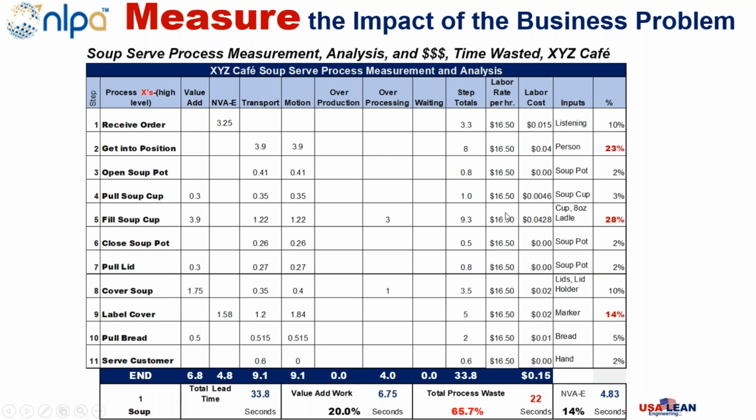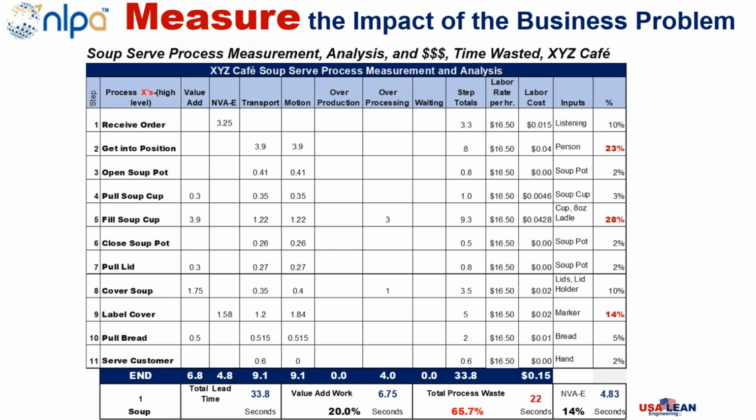And we were able to analyze the inputs. We realized that the ladles that they were using to pour the soup was the wrong size ladle, and this created overpouring and spillage on the sides of the cup. And then the employees had to wipe, and this consumed a lot of time. So the inputs were inappropriate or not suited for the application.